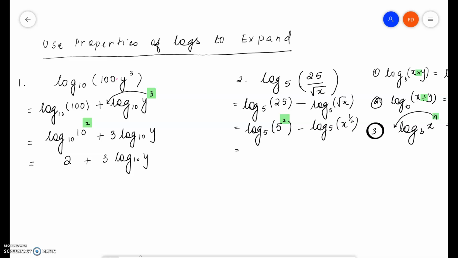Now the next step is, remember, the log of the number 25 is the exponent to which the base 5 is raised. So it's just simply 2 minus the half, which is the exponent, based on the third rule that we just went over, becomes a multiple here. So that becomes half log of x to the base 5.